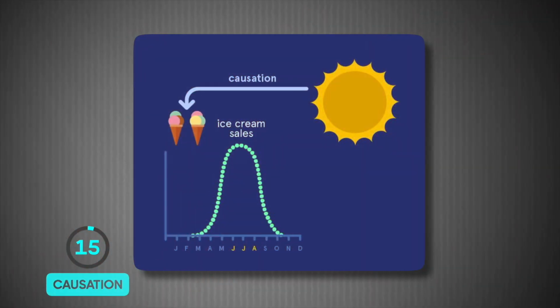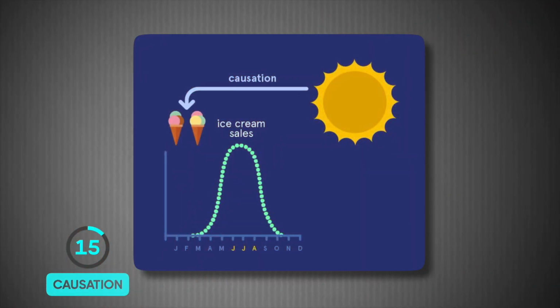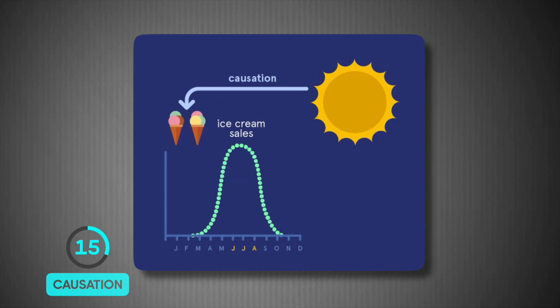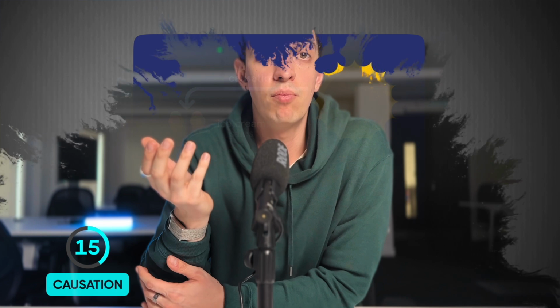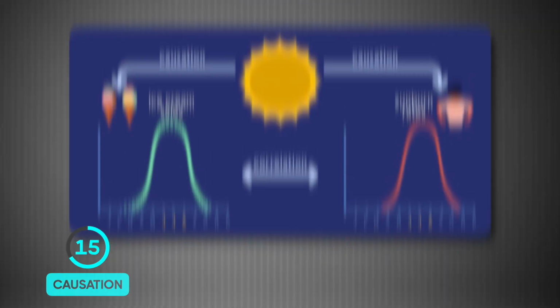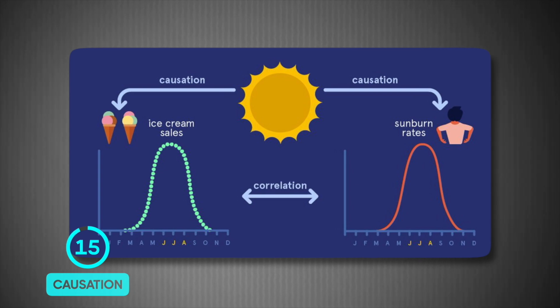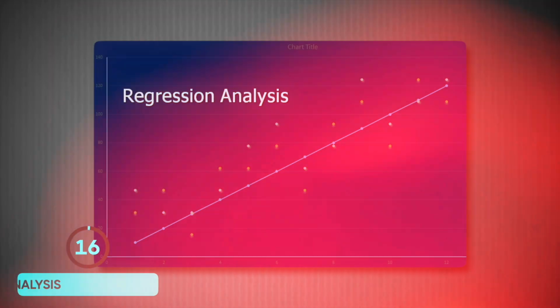Then we have causation. So causation refers to the cause and effect relationship between two variables, where a change in one variable directly influences a change in another. For example, an e-commerce company can find that offering free shipping all the time increases sales. And so correlation means that two variables change together, while causation implies that changes in one variable directly influence the other. Then we have regression analysis.